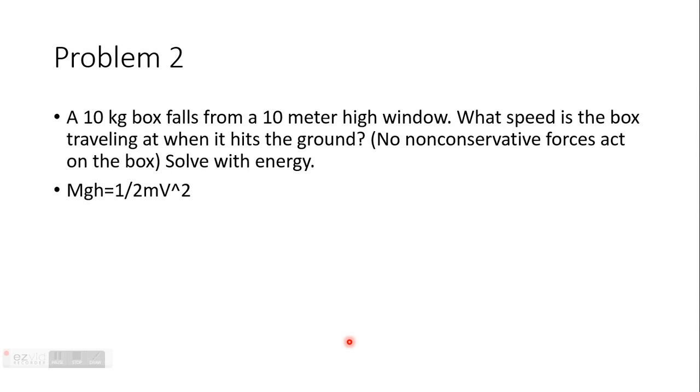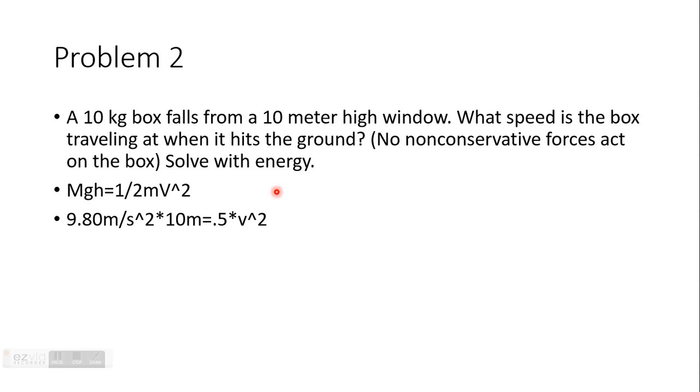Now we can just use 1/2 mv squared is equal to mgh. This is the final energy right here, and this is the beginning energy, because there are no non-conservative forces acting on the box. So energy is conserved, and we can just set the initial energy equal to the final energy and solve for our unknown value.